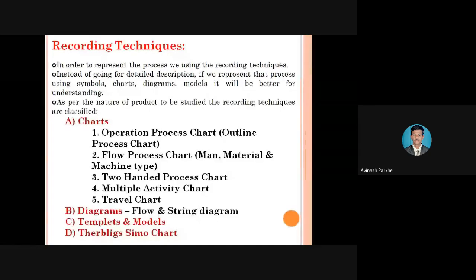If we provide write-up pages saying we have to perform this task, we have to perform this task, then we have to go for this operation, and I give all this information in a descriptive manner, then those workers, unskilled operators, and some of the supervisors are unable to read that information. So to avoid such situations, we will represent all this information, all those operations, in the form of symbols, charts, diagrams, and models.